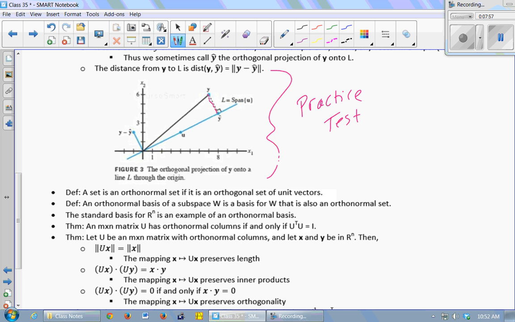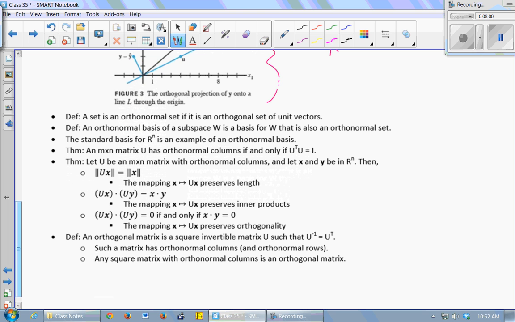Okay, so a set is an orthonormal set if it's an orthogonal set of unit vectors. An orthonormal basis is a basis that's also an orthonormal set. The standard basis for Rn, like (1,0), (0,1) for R2, is a simple example of an orthonormal basis. The two vectors are orthogonal and they both have length 1. Then we have this theorem that an m by n matrix U has orthonormal columns if and only if U transpose times U equals I. I will have you do an example in your activities where you show directly that its columns are orthonormal and verify that U transpose U equals I. Yes?